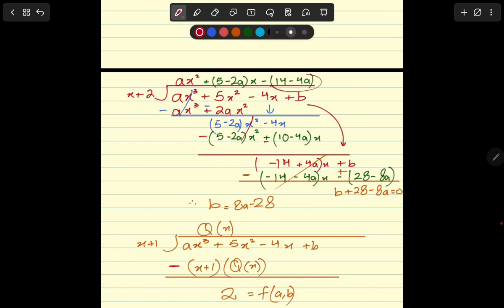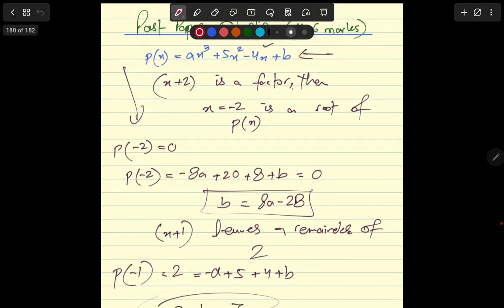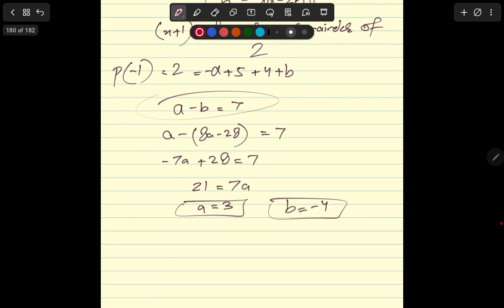And then you multiply it by this in order to get this, and then the final remainder would have been b plus 28 minus 8a, which you would equate to 0 because we are told that x plus 2 is a perfect factor. So that gave us the equation b is equal to 8 minus 2a, which was the same as what we had obtained through the factor theorem, right?